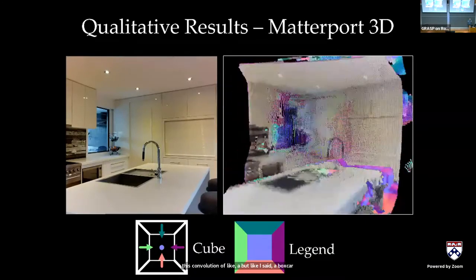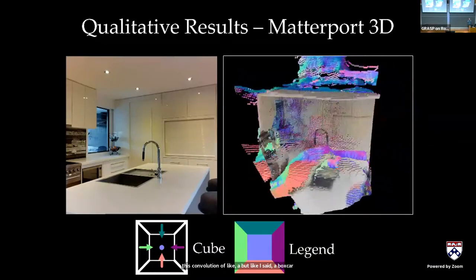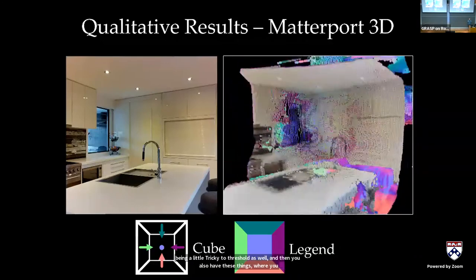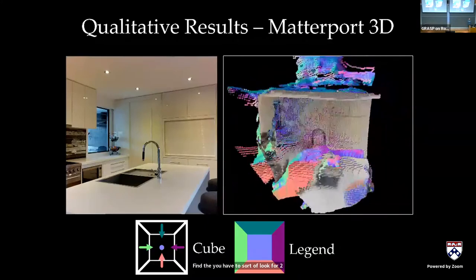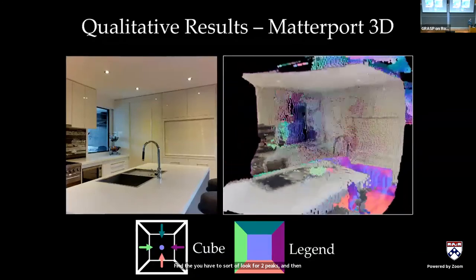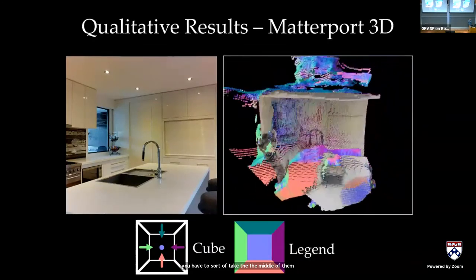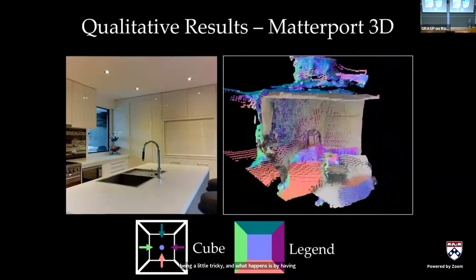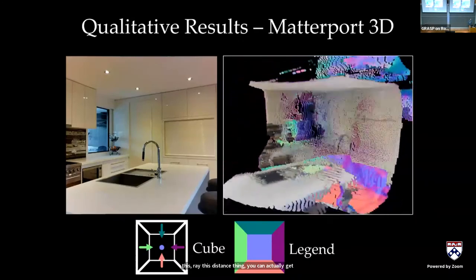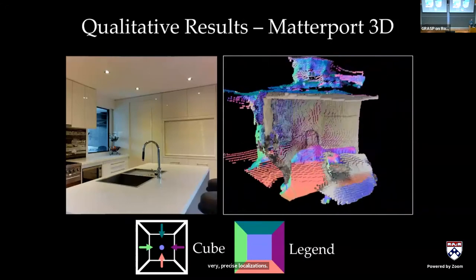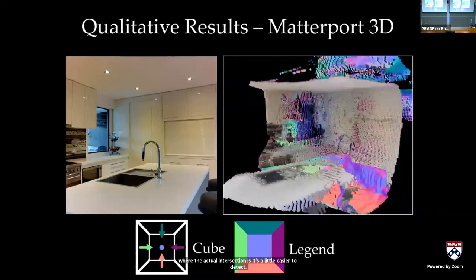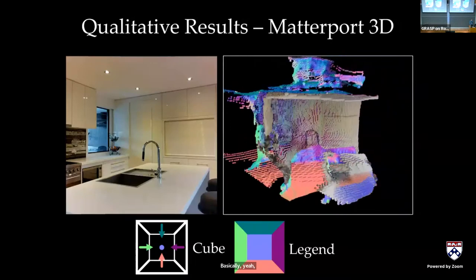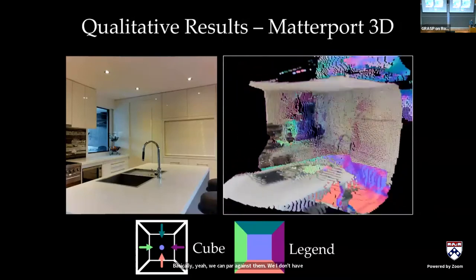And then you also have these things where you have to look for two peaks, and then you have to take the middle of them. It ends up being a little tricky. By having this ray distance thing, you can actually get very precise localizations of where the actual intersection is. It's a little easier to detect, basically. And we compare against them. I don't have that particular one in the table, but it's in the paper.